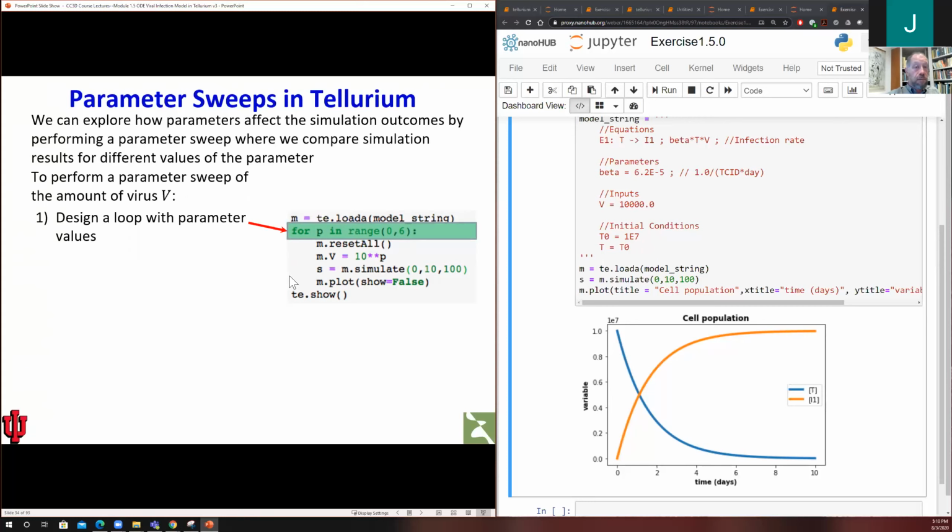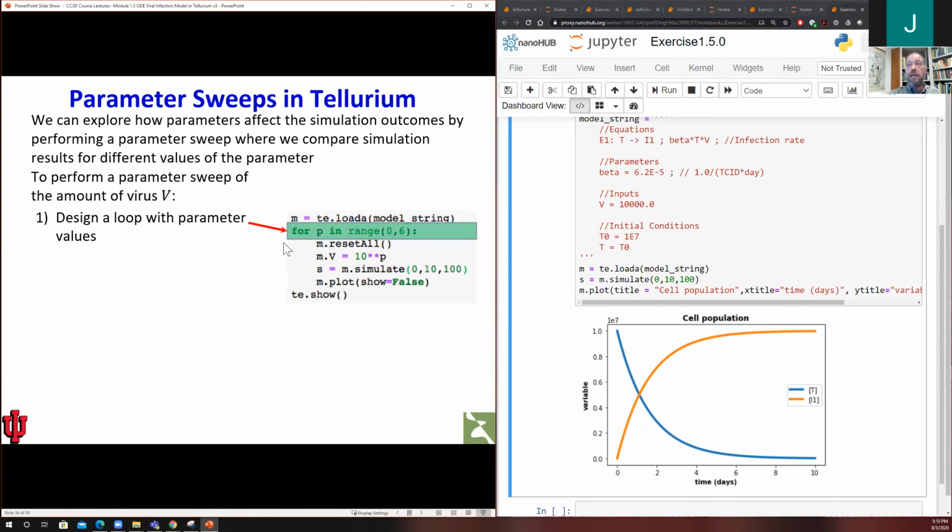And then we have to remember a couple of simple functions that we're going to use repeatedly with respect to Tellurium. m.resetAll resets all of the time and parameter values and variables to the values that are specified in the model string.